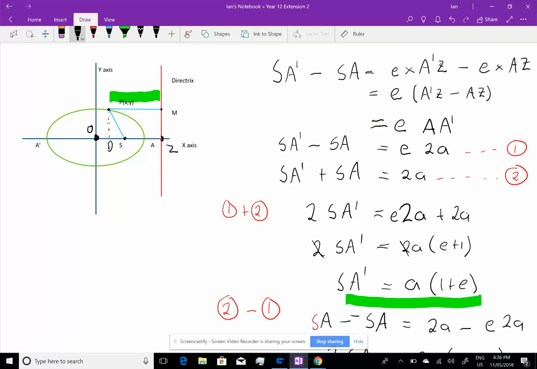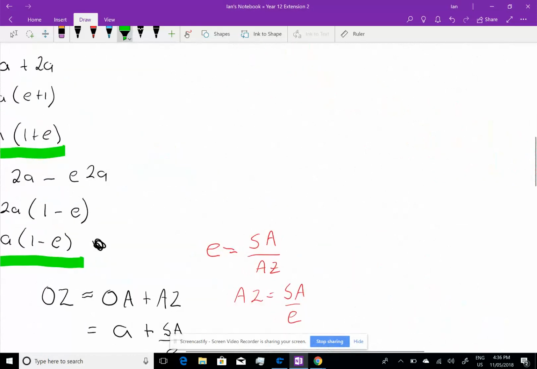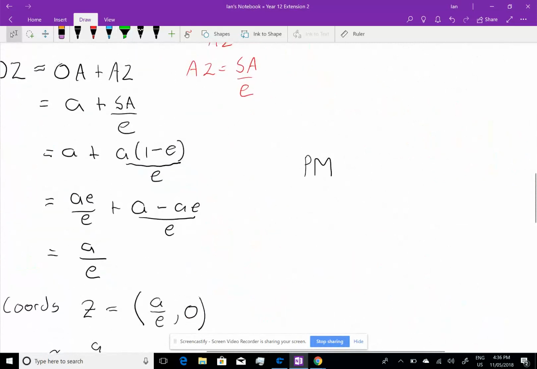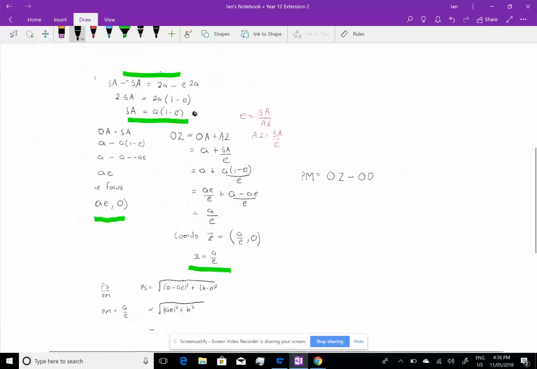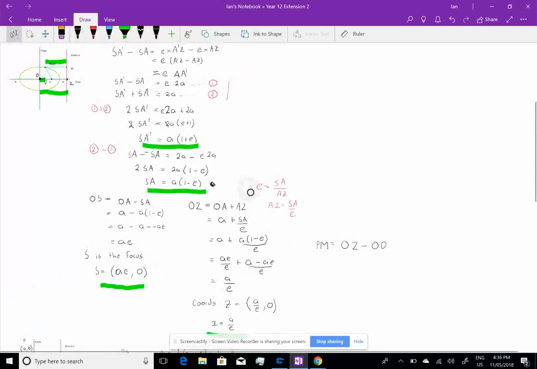PM equals the whole distance, OZ minus OD. Yep, PM equals OZ minus OD. All right, so let's go over here. PM equals OZ minus OD. Okay.